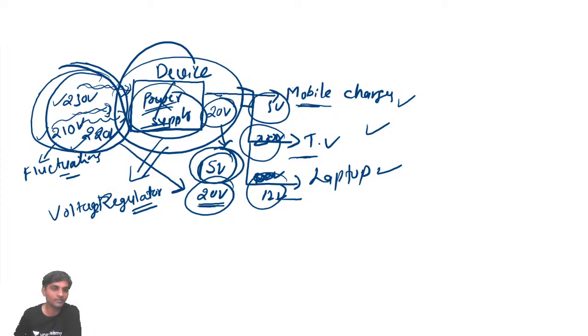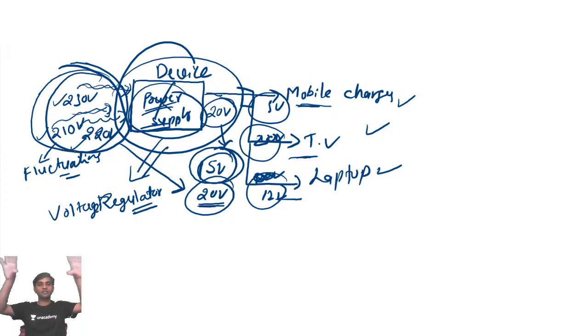Generally, what happens, sir? A lot of fluctuations will happen, yes or no? You can see the tube light or some light come and go, come and go. Why, sir? Because of the input fluctuations. So why is this voltage regulator required?